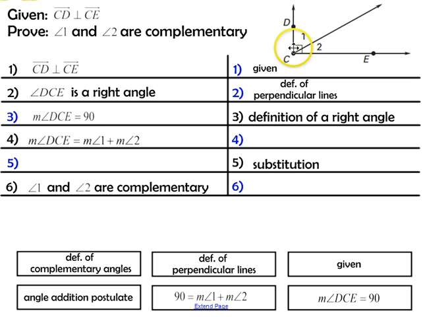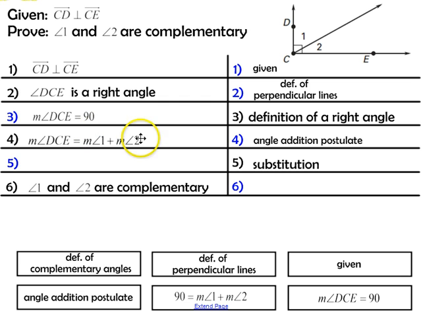The measure of angle DCE, the measure of the big angle, is equal to the measure of angle 1 plus the measure of angle 2. So if you actually remember back to Unit 1 when we talked about how a big angle, the measure of that can be split into the two smaller ones inside added together. That's the angle addition postulate.